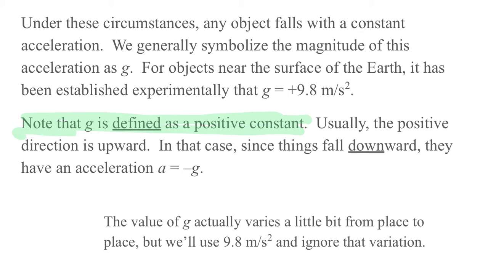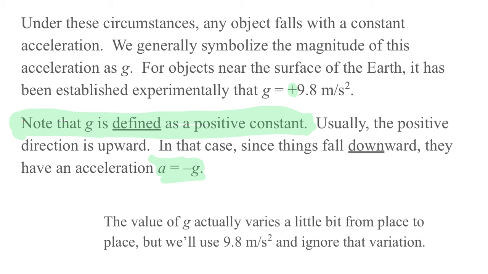Now, usually we define upward as the positive direction, and things will tend to fall downward, so they will tend to fall with a negative acceleration. And so in the case where upward is the positive direction, the acceleration of something is minus g. But you really want to keep in mind that g is the positive number 9.8 meters per second squared.